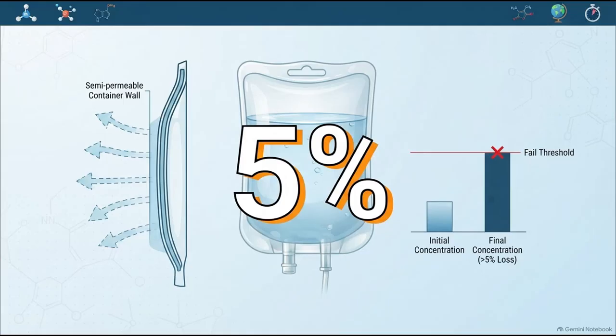Let's shift gears to Part 5, packaging and water loss. When you put a water-based or aqueous drug into a semi-permeable container, like certain plastic IV bags or eyedropper bottles, you run the real risk of water evaporating right through the plastic over time. The guideline draws a hard line in the sand here. A 5% loss of water after 3 months under accelerated conditions is the strict threshold for what they call a significant change. Basically, if you lose more than 5% of the water, the concentration of the active drug becomes way too high and the product fails.